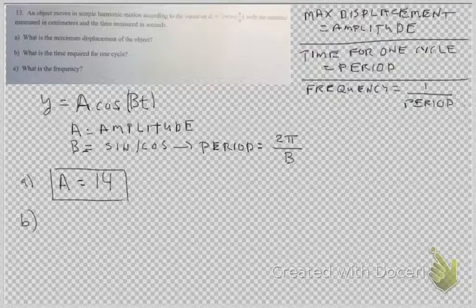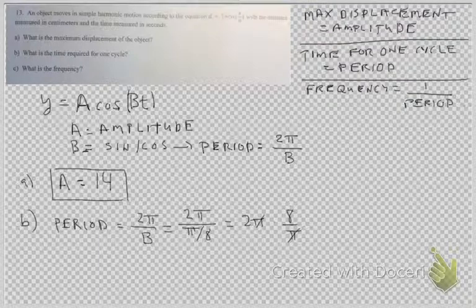In b, a lot of this is just terminology: they're asking for the time required for one cycle. In other words, they are asking for the period. So what we would do here is take the pi over 8 and plug it into this expression here. So 2 pi over pi over 8. If we flip the bottom, we get 2 pi multiplied by 8 over pi. We can cancel the pi's and end up with 16 seconds.